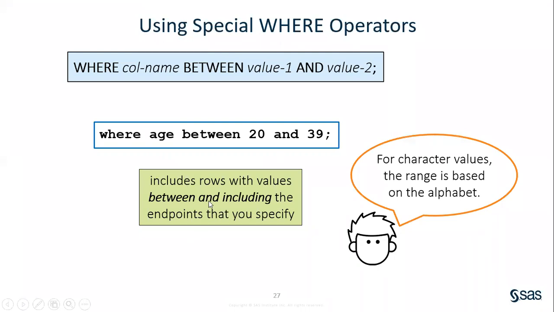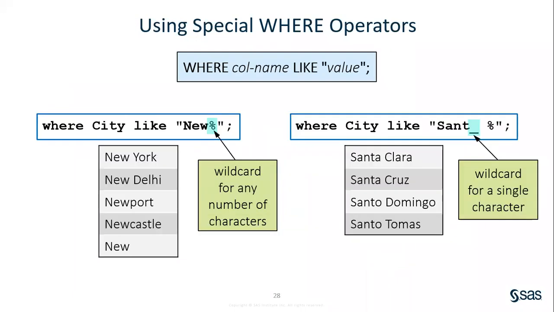It includes rows with values between and including the endpoints that you specified. So this is the start point, end point. So between both the ranges, it's selecting the values. Okay, so this is between and. So you have another special operator called like. So what is this like operator? It works great with character type values where you provide a pattern of values. Okay, so for example, you write where the column city is from your data. It's just an example.